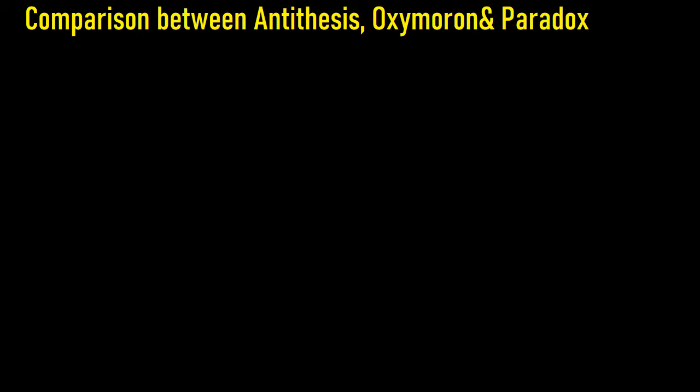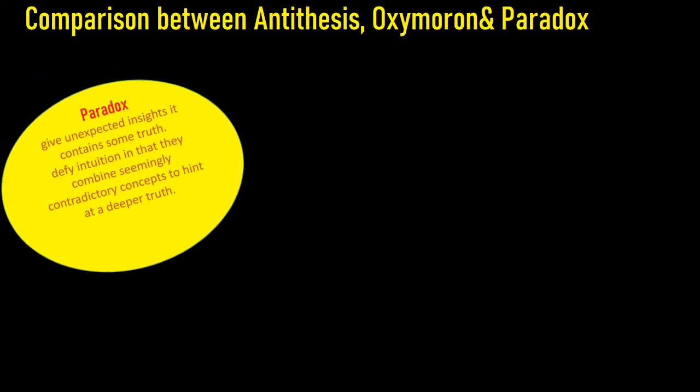Now, as you saw, antithesis, paradox and oxymoron have opposite ideas, self-contradictory statements, etc. Now let's compare these three. First, let us see what paradox is. Paradox means unexpected insights which have some truth. Contradictory concepts hint at a deeper truth. Then that is known as paradox.